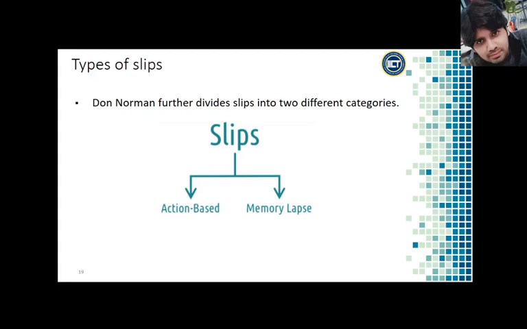A memory lapse slip occurs when the user forgets something they knew to do. For example, they might forget to start a timer on a microwave. They knew what to do, they just forgot about it. So action-based slips are doing the wrong thing, and memory lapse slips are forgetting to do the right thing. Now in this dialog, clicking no when you mean to click yes would be an example of an action-based slip. The very existence of this dialog is meant to prevent a memory lapse slip, where a user would forget to save their work before closing.